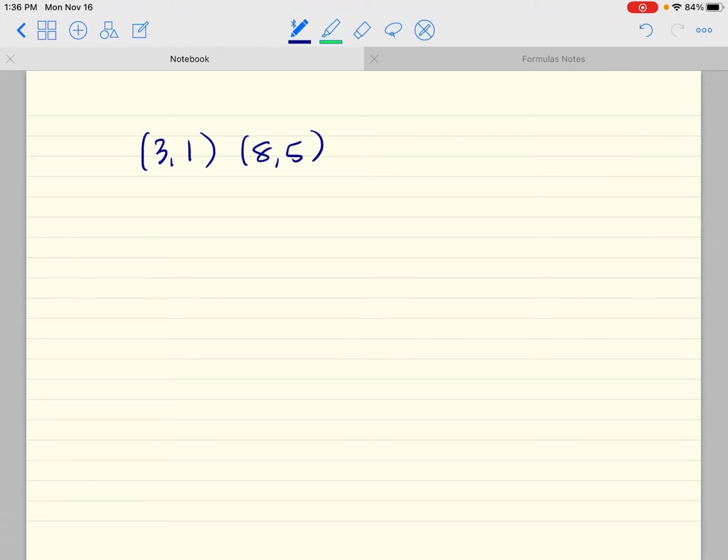So in my head, I'm thinking, okay, how far is it from 8 to 3? That's 5 units. And how far is it from 1 to 5? That's 4 units. And then I can use my Pythagorean theorem to solve.